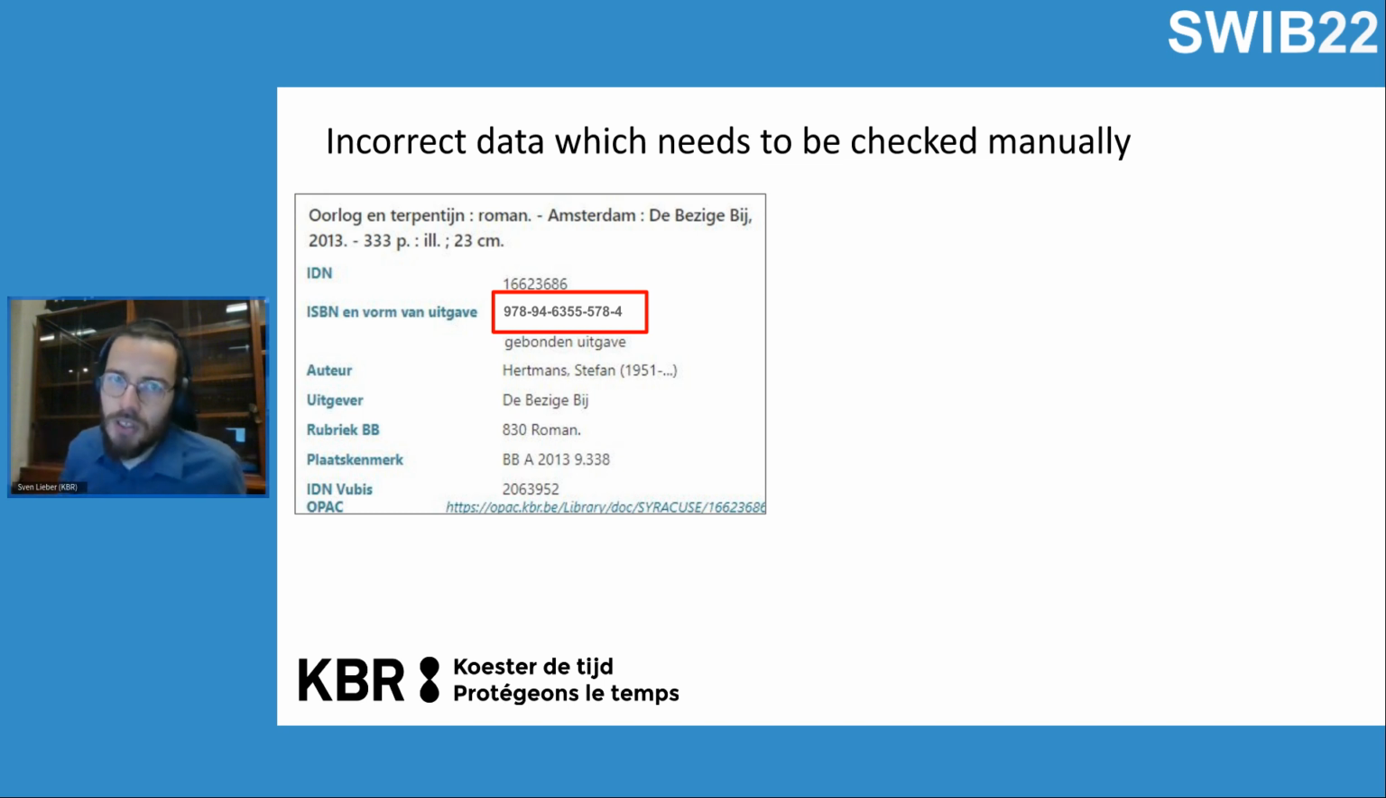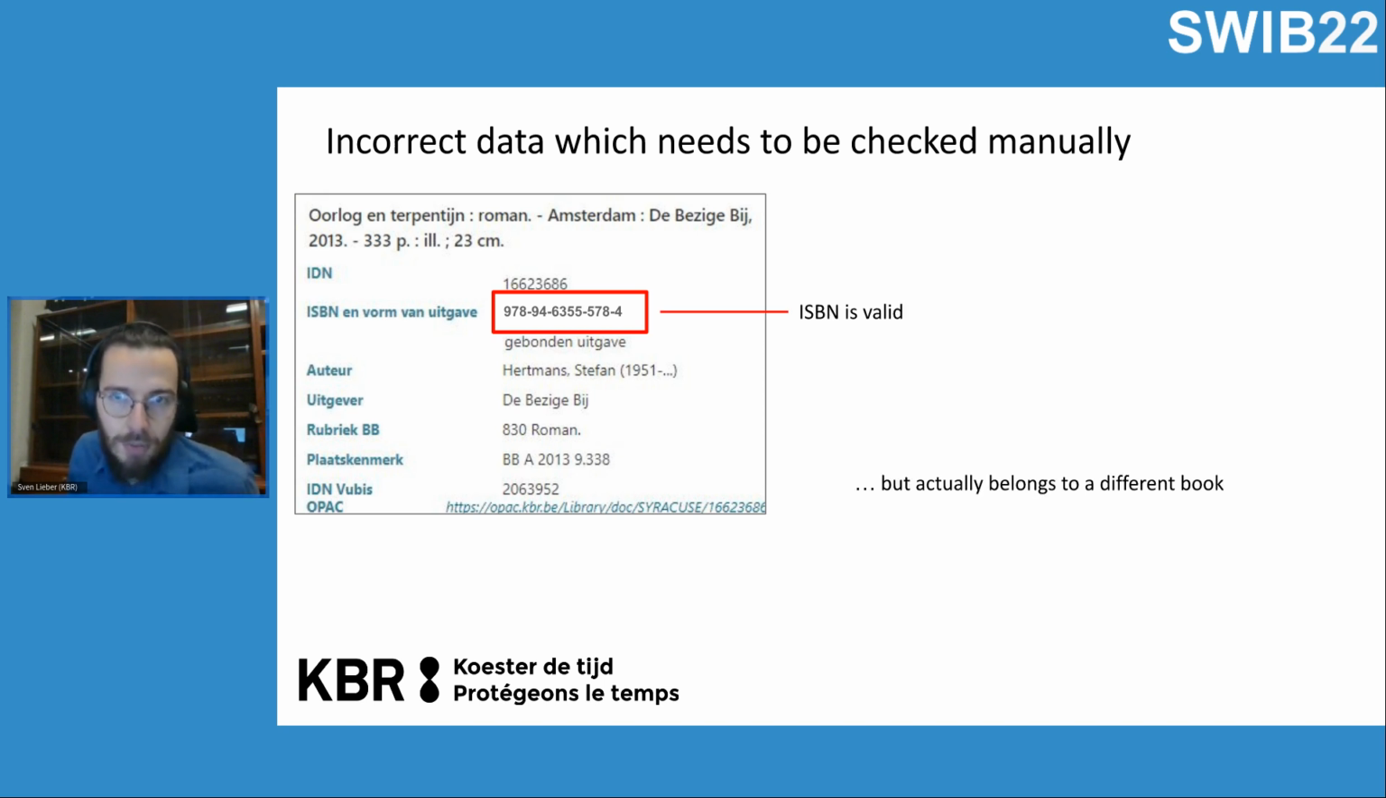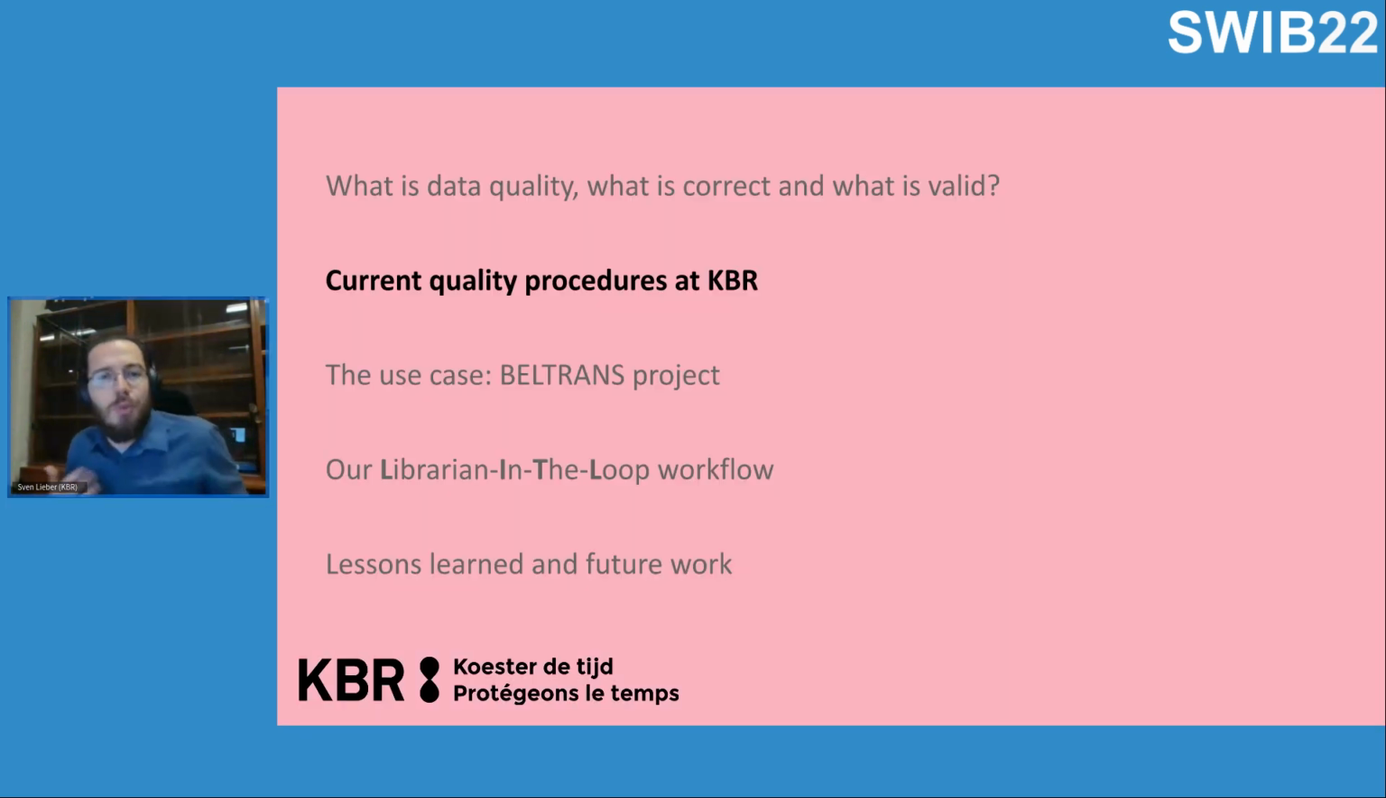Now, if I just change the ISBN number in this record a bit to a different one, which again looks like an ISBN number and is valid, this ISBN number actually belongs to a different book. So this is now some sort of incorrect data which is not apparent. It's not immediately visible that there might be a data quality issue. So there might be a human needed to check that. So this is what I mean when I'm talking about data quality.